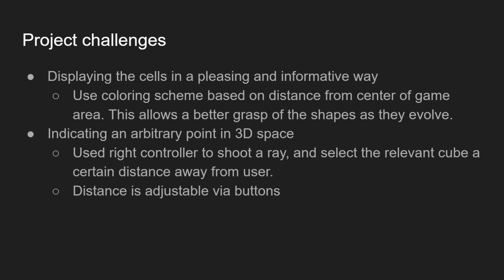So, what are some challenges I faced in this project? First of all, it's a little tricky to display the cells in a pleasing and informative way. As I showed you in the demo, I decided on a coloring scheme that's based on the distance from the center of the game area. It's basically a big 100 by 100 by 100 cube, which is the game area. So in the center of that, there's basically a spot which isn't visible, but it represents the center, and all the cubes are compared against that.